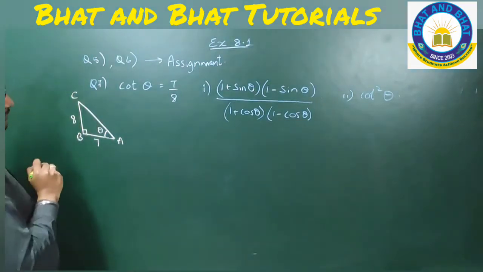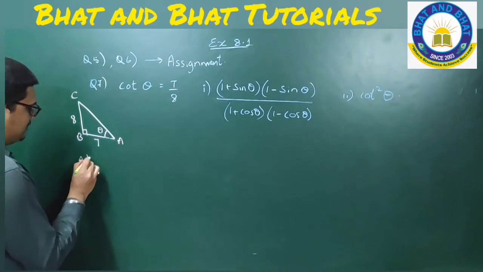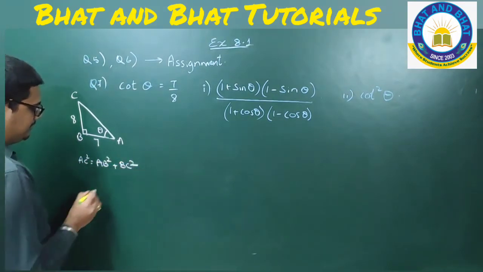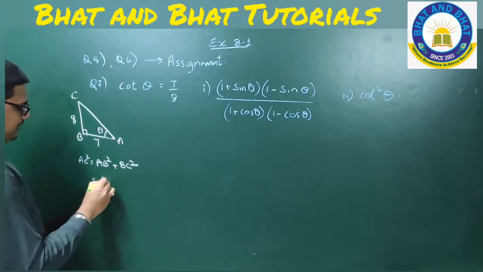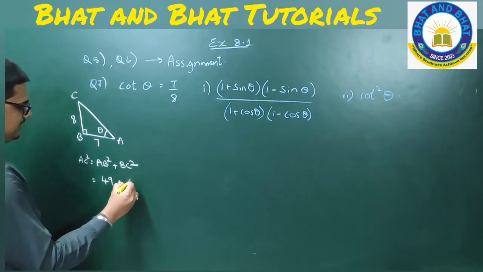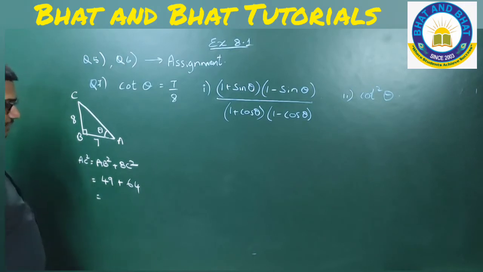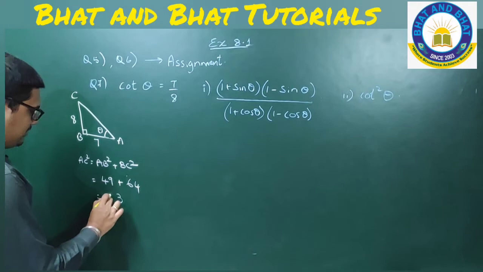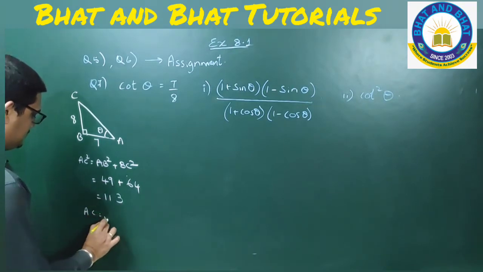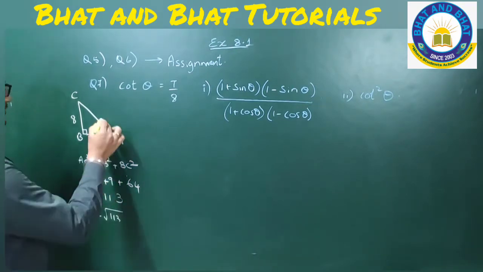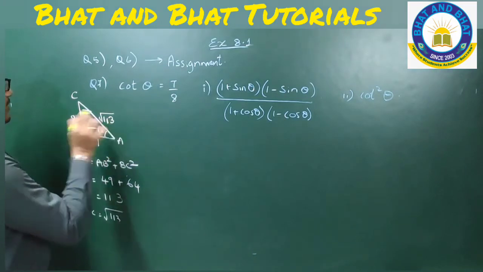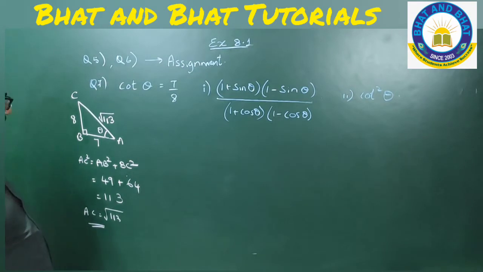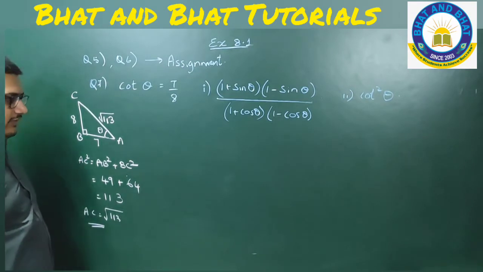A, B, C. So AC square is equal to AB square plus BC square. Therefore, AB is 7 square, which is 49. BC is 8 square, which is 64. 9 plus 4 is 13, then 113. So AC is square root of 113. Understood this? So AC square is equal to AB square plus BC square.